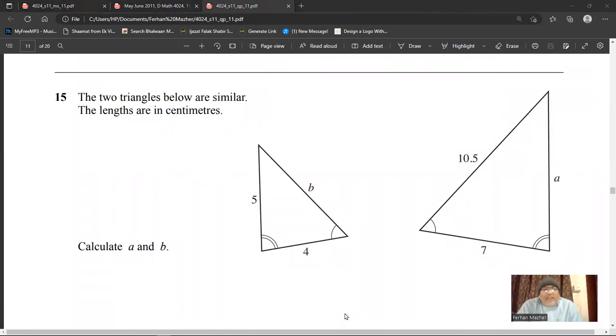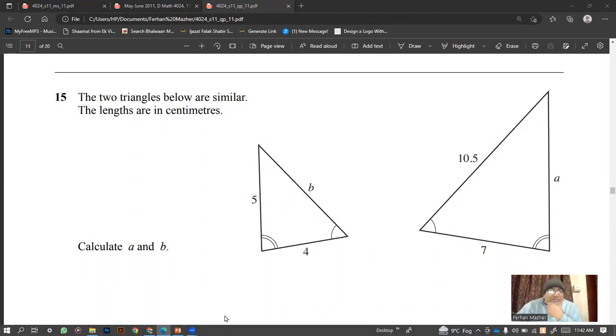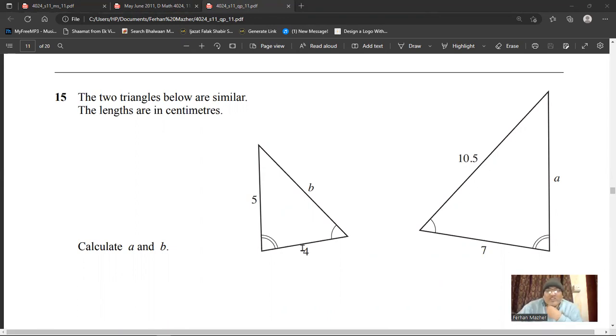The two triangles shown are similar, and the lengths are in centimeters. Calculate A and B. Because they are similar, as already given to us, the ratio between their corresponding sides will be the same.